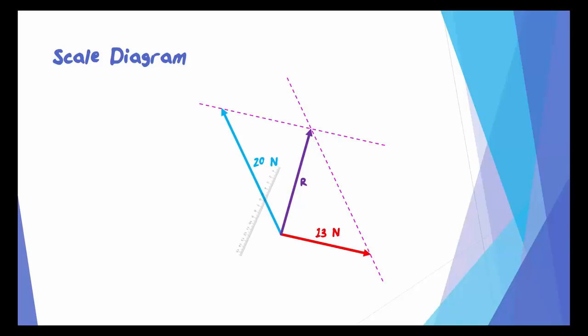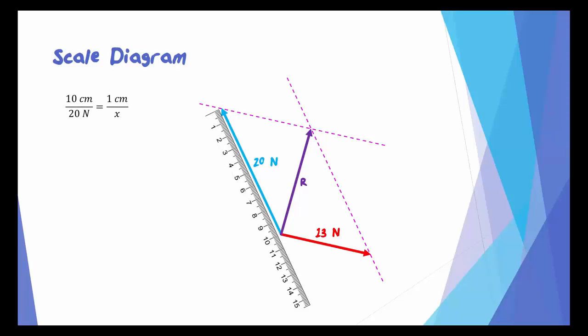Let's measure the length of the 20 Newton force. It's 10 centimeters for a 20 Newton force, and we can set up a proportion. If 10 centimeters is 20 newtons, then 1 centimeter is how many? Well, it would be 2. This means that we think our scale is 1 centimeter equals 2 newtons.